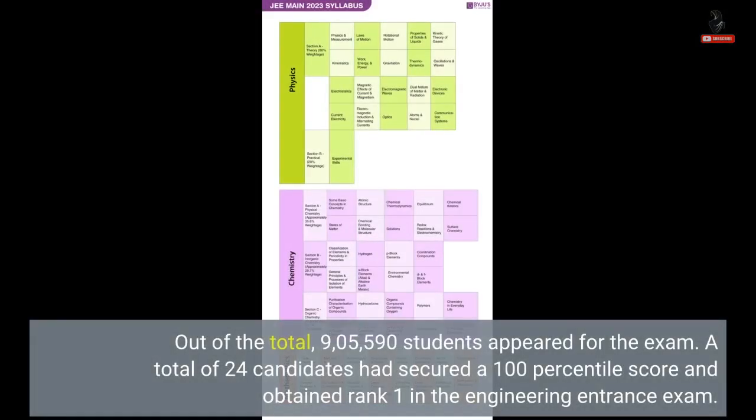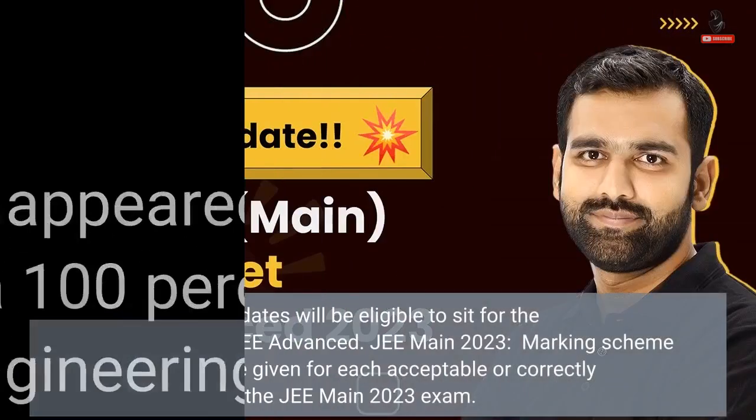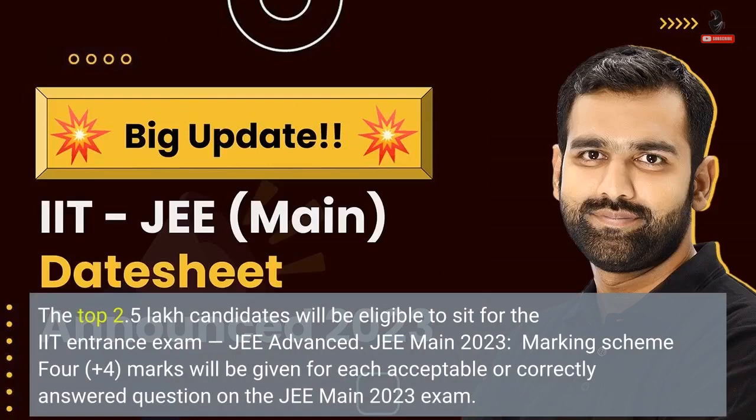Out of the total, 905,590 students appeared for the exam. A total of 24 candidates had secured a 100 percentile score and obtained rank 1 in the engineering entrance exam. The top 2.5 lakh candidates will be eligible to sit for the IIT entrance exam, JEE Advanced.